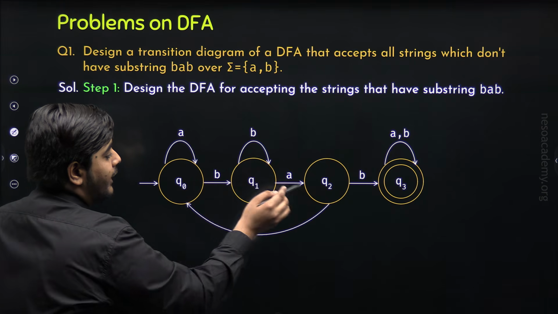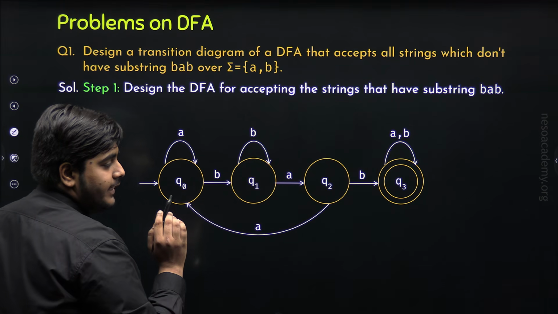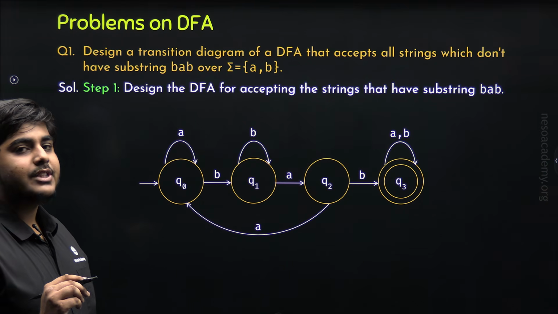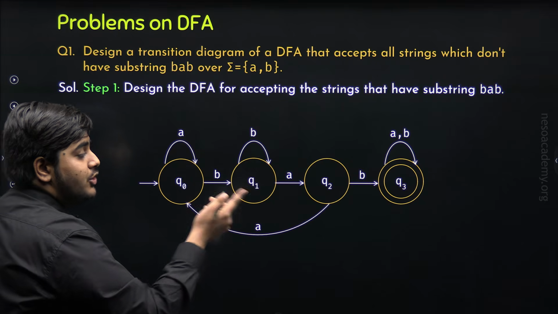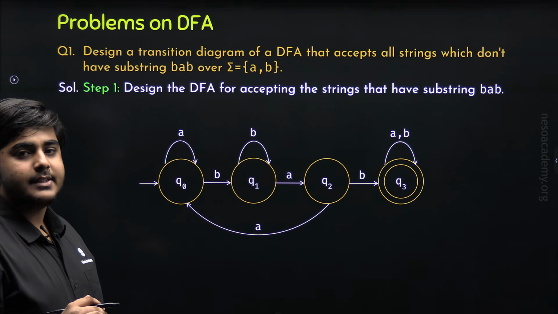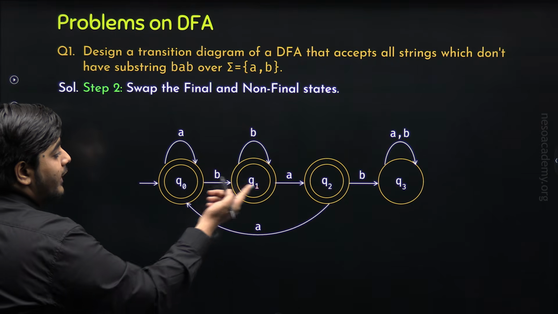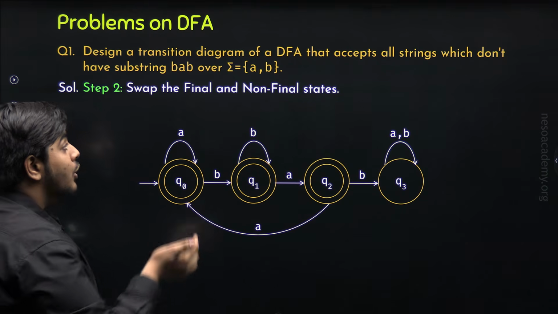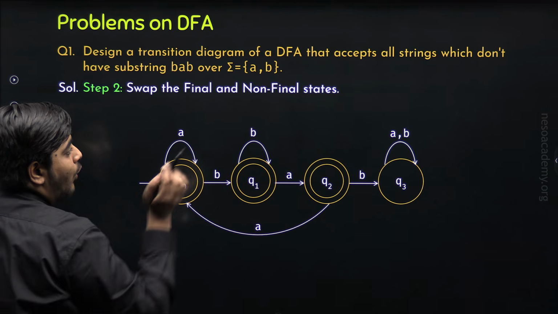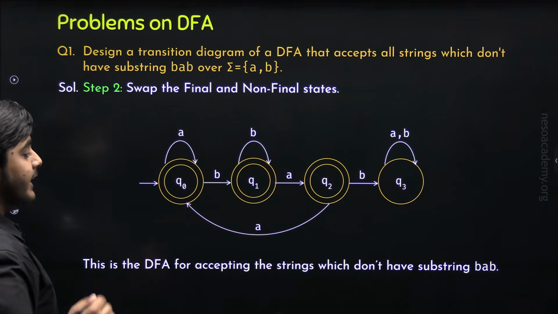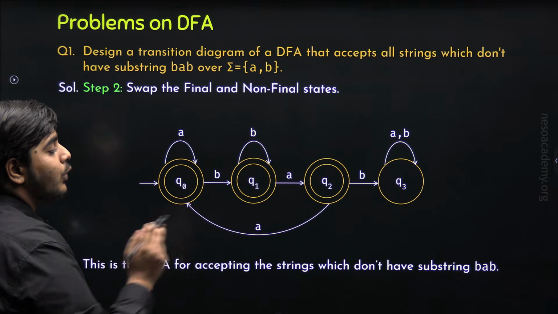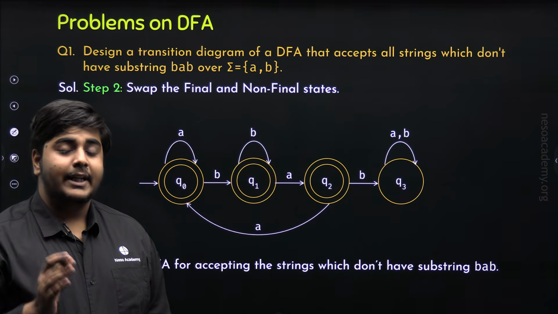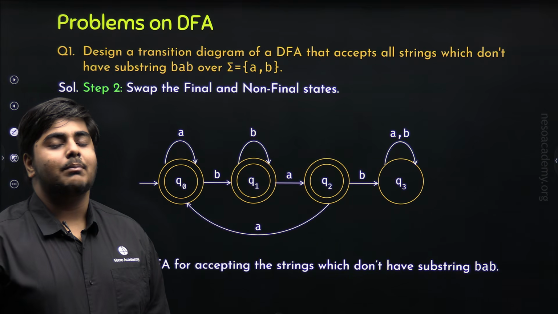So Q0, Q1 and Q2 are the non-final states of this DFA, while Q3 is a final state of this DFA. According to step number 2, we need to interchange or swap the final and non-final states. So Q0, Q1 and Q2 are the final states now, and Q3 is the non-final state. So we have swapped the final and non-final states. And this is the DFA for accepting the strings which don't have the substring BAB, which was required as per the problem. In this way, we have solved problem number 1.